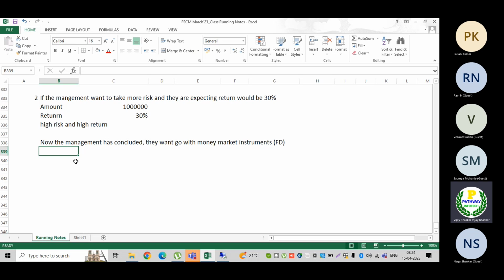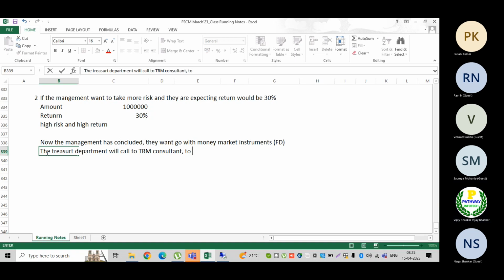Understand this one. Now we need to structure the product. Once they have decided this, the treasury department will call the TRM consultant to run the cycle.